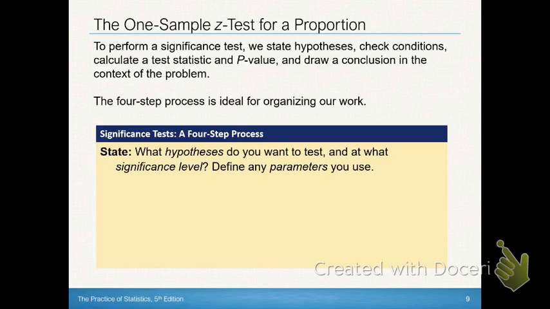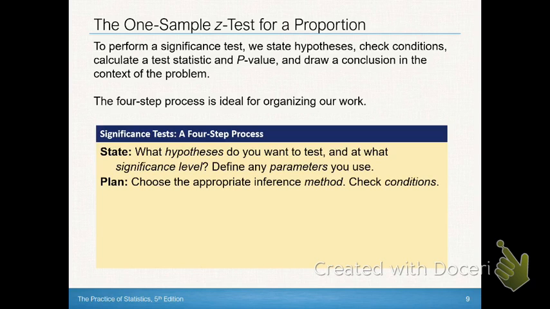You're also going to give your significance level, so alpha equals 0.05 or 0.01 or whatever it is, and then define your parameters as well. So you'll say, like in the case that we were working on, something like P equals the true proportion of shots made by this basketball player.